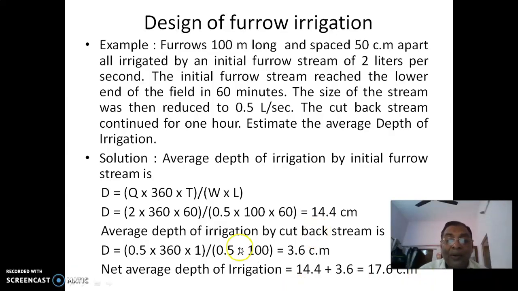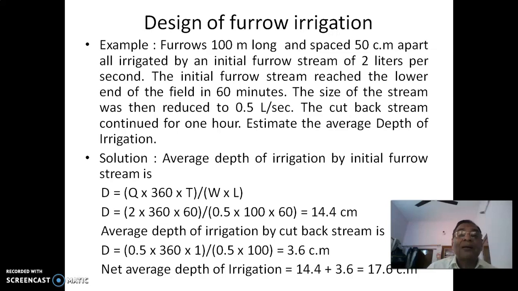So you can substitute here properly for the first stream. Then after this stream, it is reduced. Again, you just substitute in the same formula, and you'll get 3.6 centimeters. So the net average depth of irrigation is the depth of the first stream plus the depth of the second stream. That combines to 17.6 centimeters.